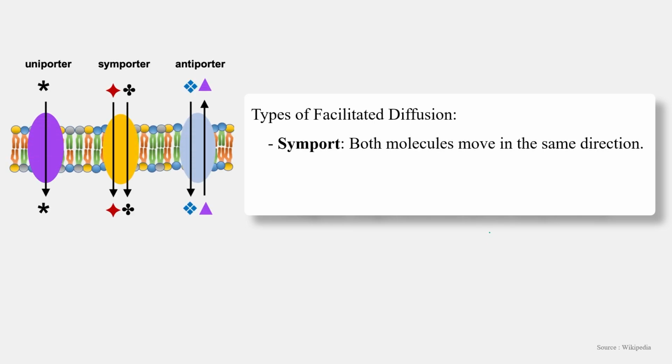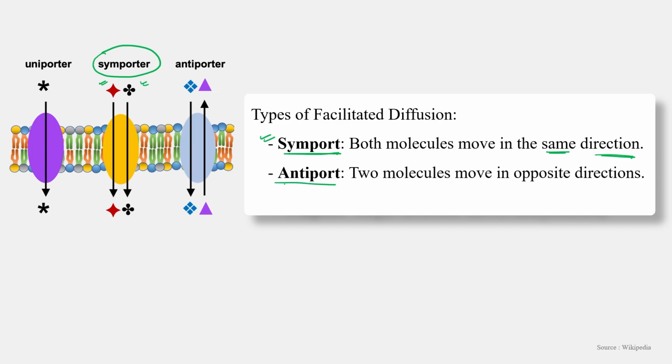Now, the types of facilitated diffusion. There are three types. First is symport, where two types of molecules, the red one and the black one, both move in the same direction. This is known as symport: same direction movement of one or more molecules.